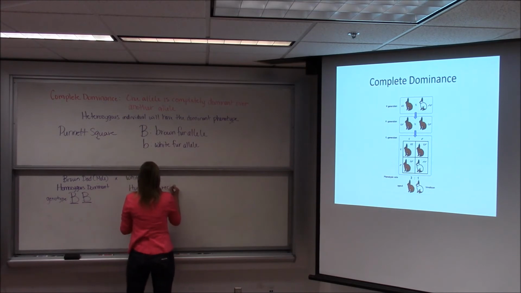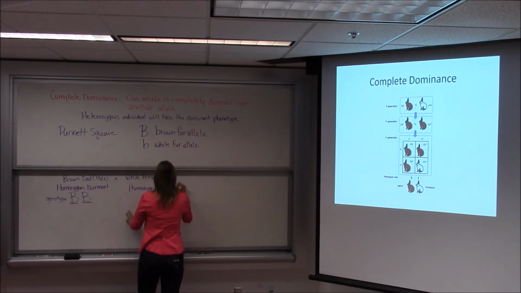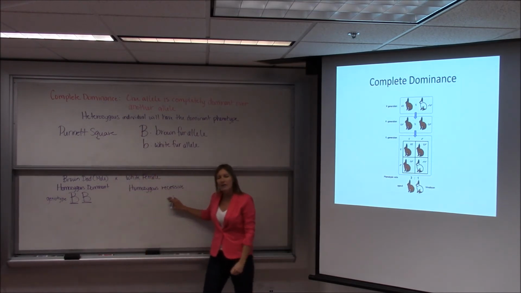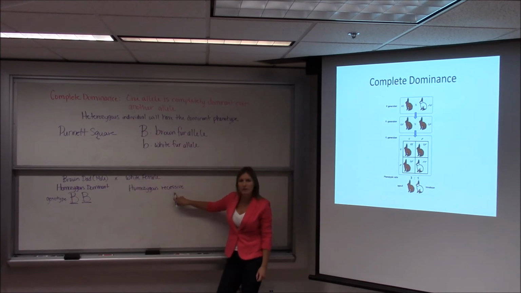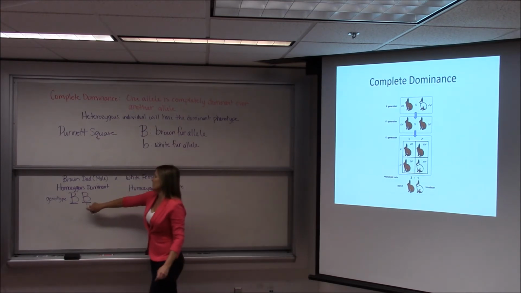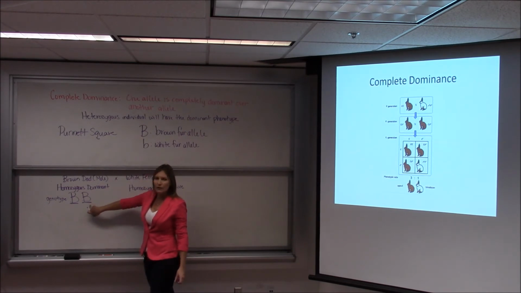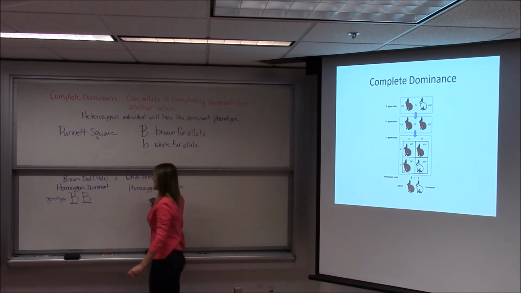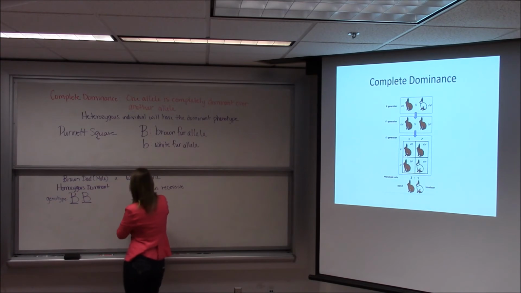And in the story of complete dominance, the only way you can have the recessive phenotype, the only way you can look like the recessive trait, is if you have two alleles for that recessive trait. Because remember, if she had one of them as a brown, she would look brown, not white. The only way she can be white is to be homozygous recessive. So her genotype is going to be little b, little b.